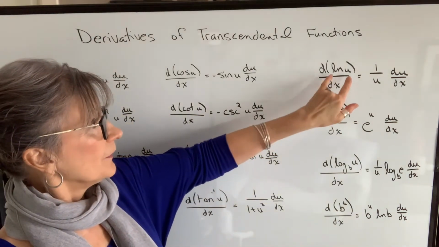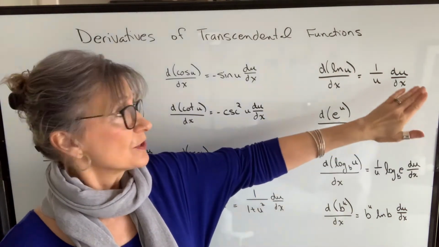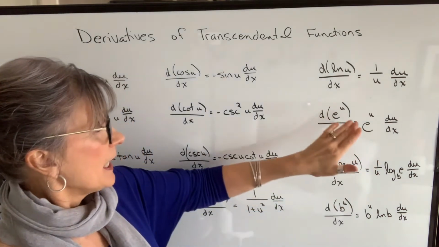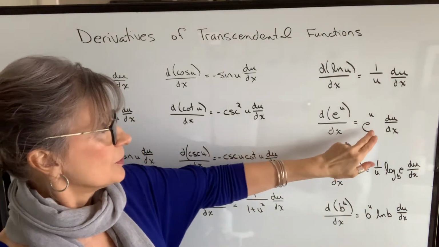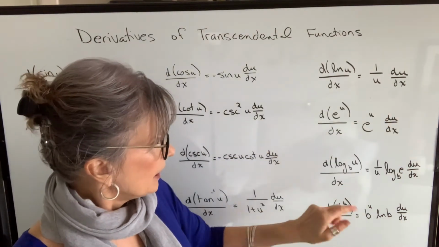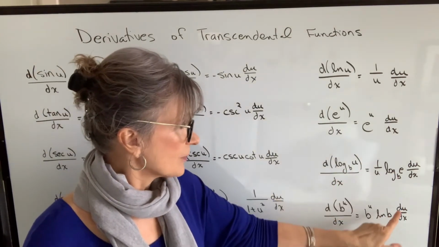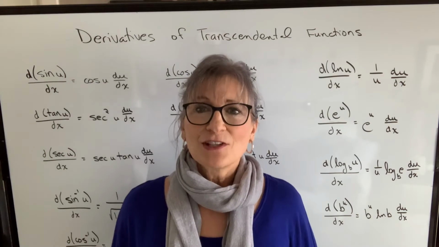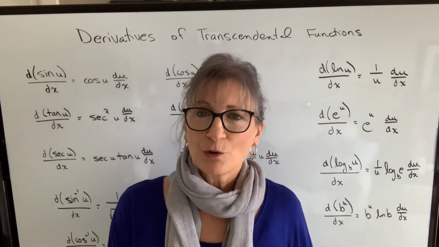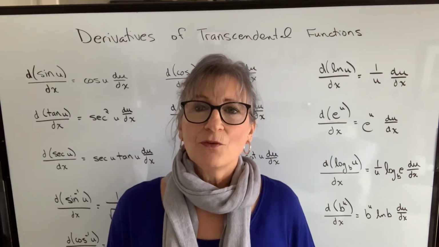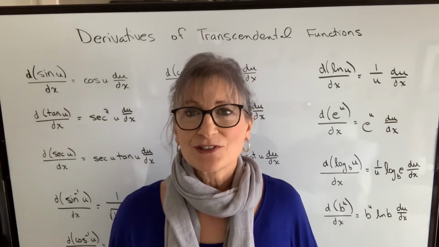Instead, focus on the derivative of natural log of u, which is 1 over u du dx, and the derivative of e to the u, which is e to the u du dx. If you have a base other than e, it's a similar derivative, but there's an extra factor in there. So let's take a look at some examples of using the general power rule when we have transcendental functions.